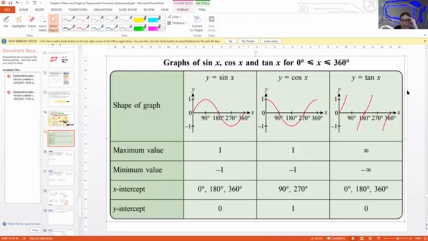Now we go to y is equal to tangent x. For tangent x, we know there is no maximum or minimum value. How do we determine the maximum and minimum value? It must be a curve. This one does not have a curve, so the maximum is positive infinity and the minimum value will be negative infinity, meaning infinity, like it cannot be counted. And then the x-intercepts are touching our 0, 180, and 360 degree. So write down. With the x-intercept done, we go to the y-intercept, which is 0.